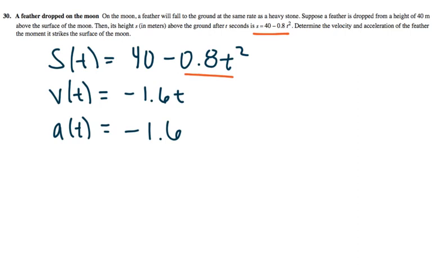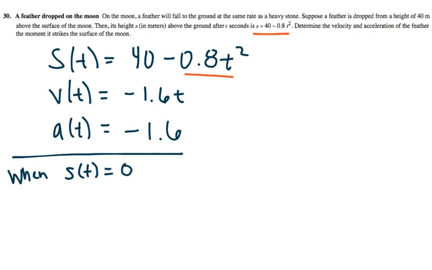We're asked to determine the velocity and acceleration when the feather strikes the surface of the moon. So the feather is going to strike the surface of the moon when its height is 0. We're told that the height, or position, is given by s. So we want to know when does s of t equal 0? Once we solve that equation for t, we use that t to plug into our v of t and our a of t. Alright? So let's solve that.